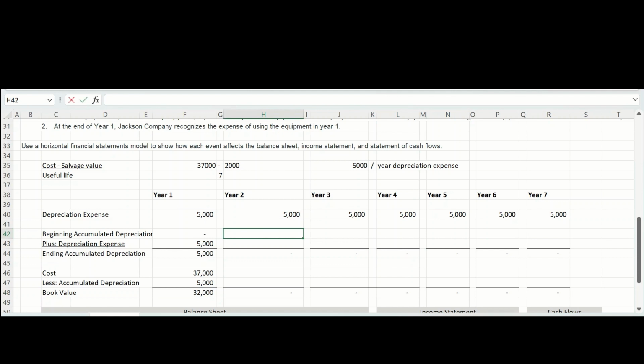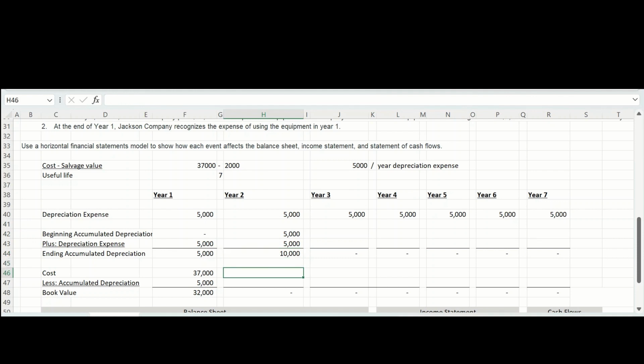So if we carry that forward, we're starting depreciation expense of year 2 still at $5,000 under the straight line method. Depreciation expense is the same each year. My beginning accumulated depreciation balance is now what I ended the previous year with, so $5,000. I'm adding to that my $5,000 of depreciation expense. That gives me $10,000 of accumulated depreciation for year 2.